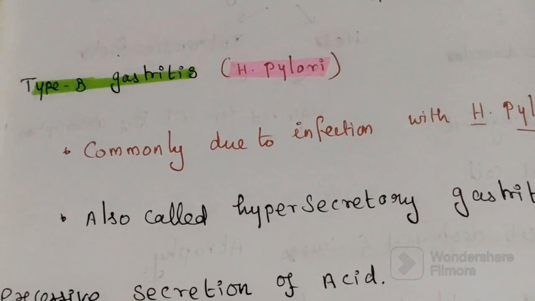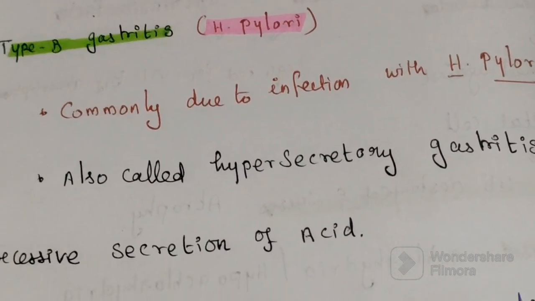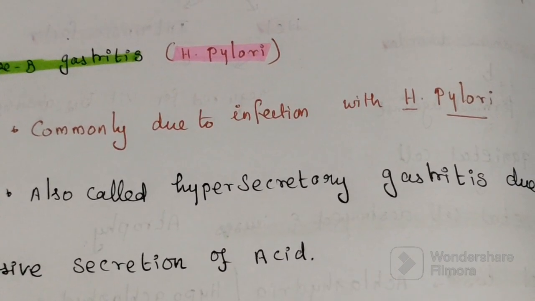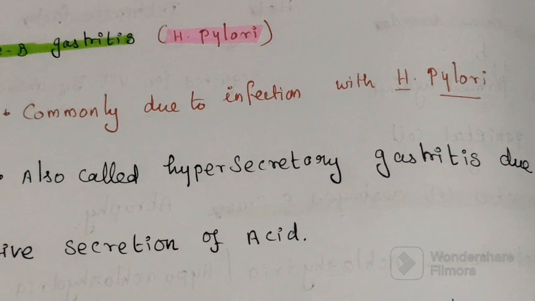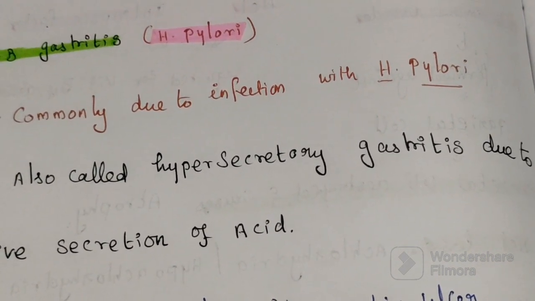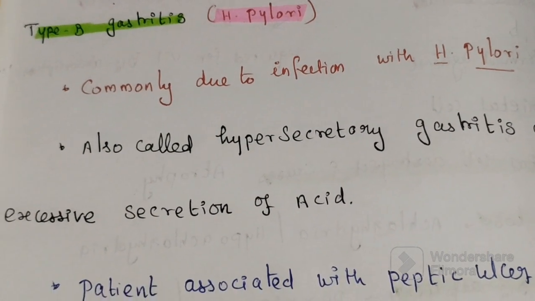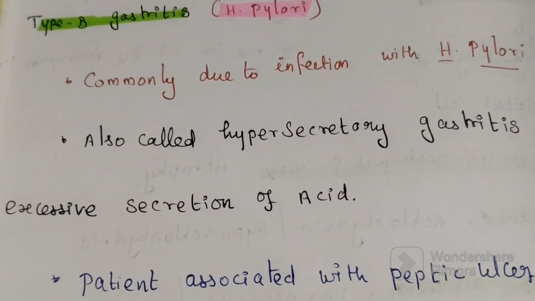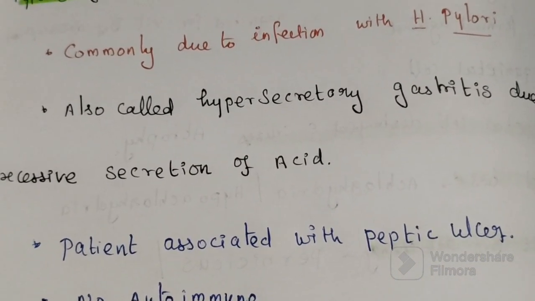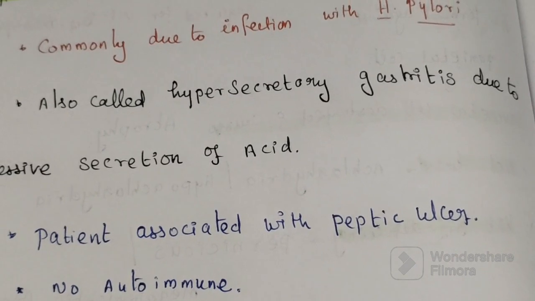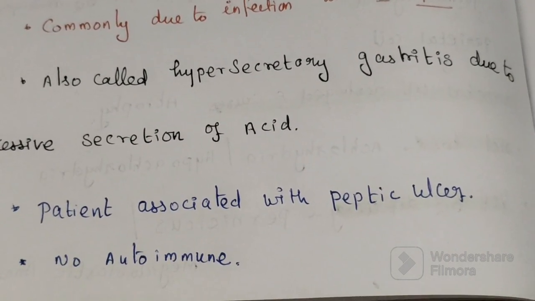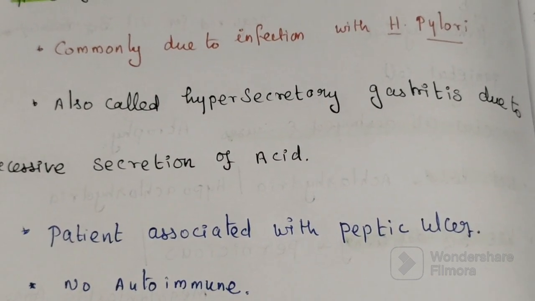Then second one is type B, because of H. pylori, commonly due to infection with H. pylori, also called hypersecretory gastritis, due to excessive secretion of acid. Here high amount of HCl secretion, there less amount of HCl secretion. So this patient is associated with peptic ulcer. Here no autoimmune disorder. Here because of bacteria it causes ulcer.